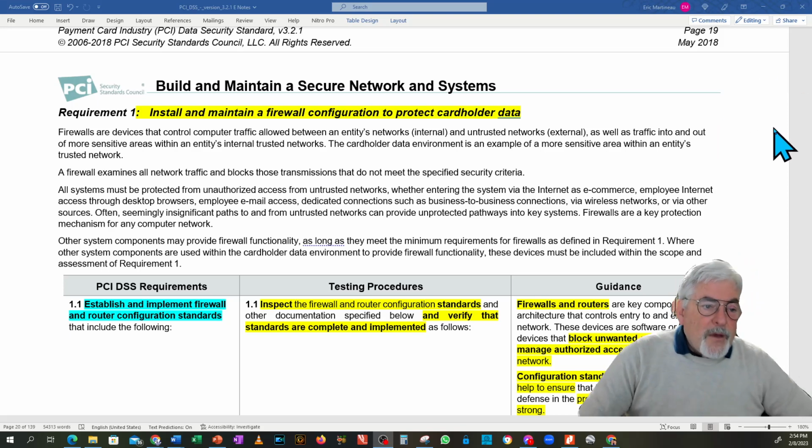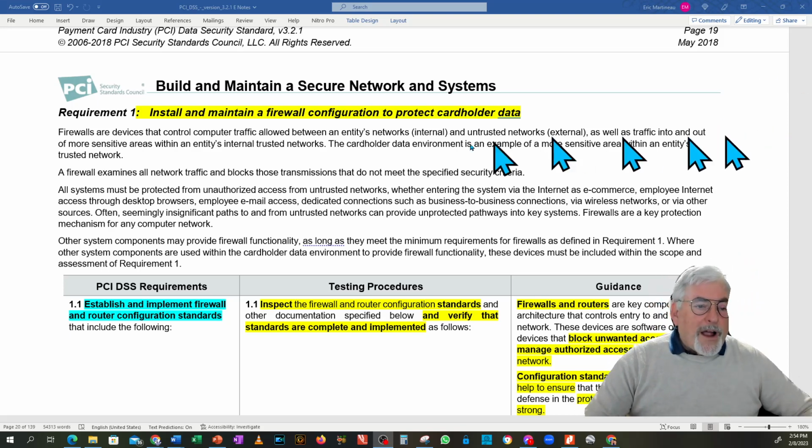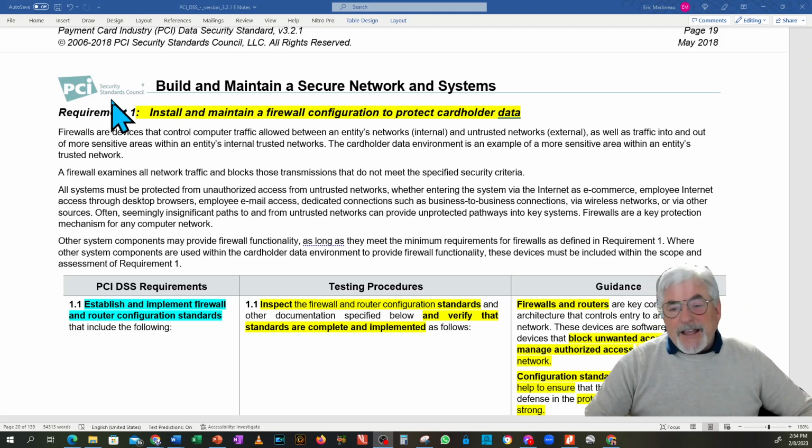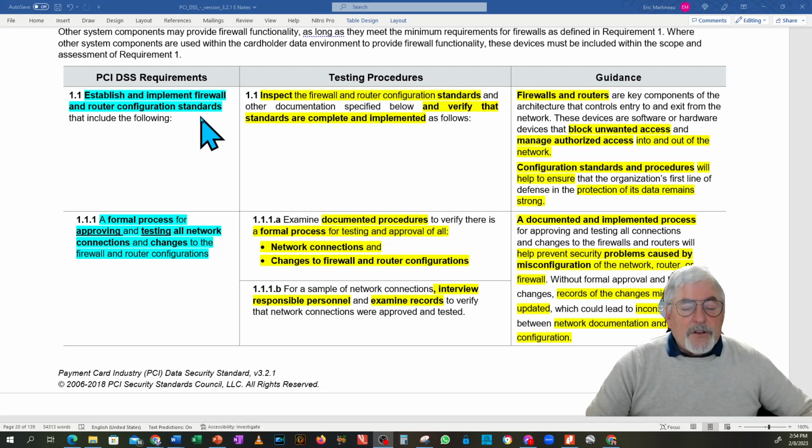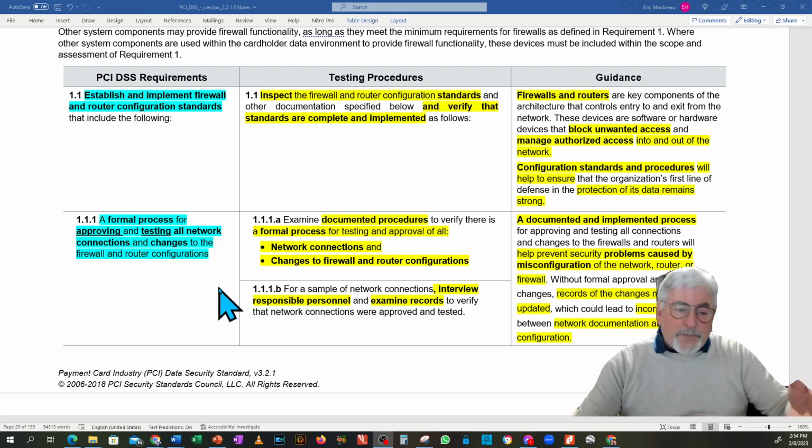All right. We're going to go over the first requirement in the PCI Standard Council's guidelines. And this one is about installing and maintaining firewall configurations to protect cardholder data. 1.1, establish and implement firewall and router configuration standards that include the following. Then 1.1.1 explains what that is.